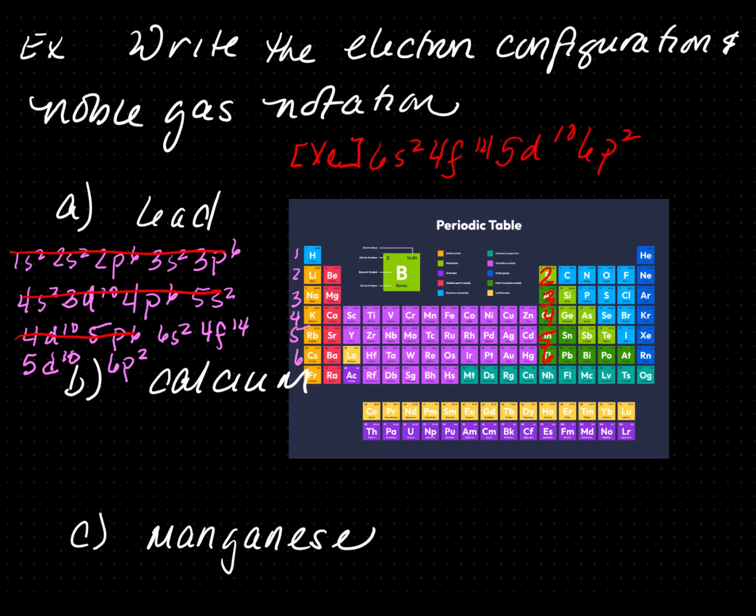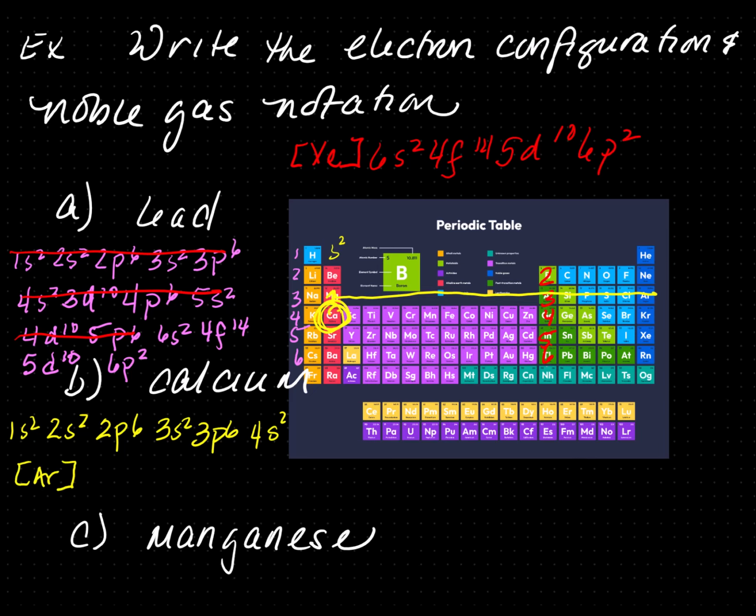Next one is calcium. Calcium is located right here. So we're going to do the long notation. So 1s2. Everything is going to be completely filled until we reach 4s because calcium is located at 4s. 2s2, 2p6. Row 3 or period 3 is completely filled. 3s2, 3p6. We are at period 4 and calcium is in the s2 block. So this is 4s2.